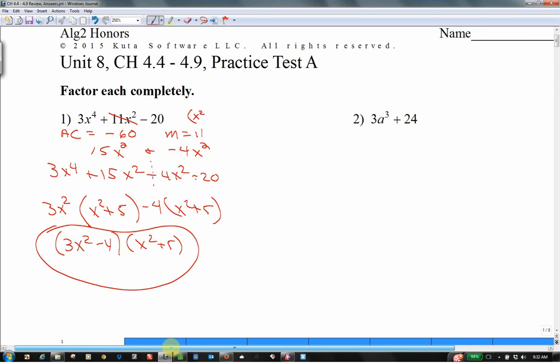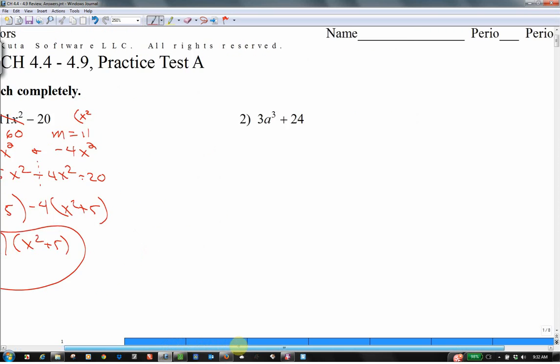Next one, it's going to be a sum of cubes, I think. Let's see if we can factor something out, and sure enough, I could pull a 3 out at the start. So that would be 3 times a cubed plus 8. Now remember, this would be a sum of cubes. Remember what that formula is. That would be a cubed plus b cubed is equal to a plus b times a squared minus ab plus b squared.